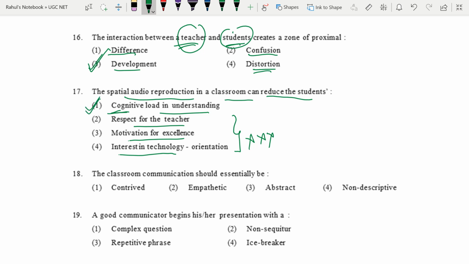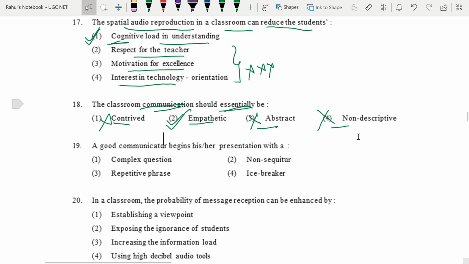The next question is question number 18. The classroom communication should essentially be option A, contrived. Option B, empathetic. Option 3, abstract. Option 4, non-descriptive. So it should not be non-descriptive. It should not be hidden, meaning it should not be abstract, and it should not be contrived. It should be empathetic. Option second is the correct answer.